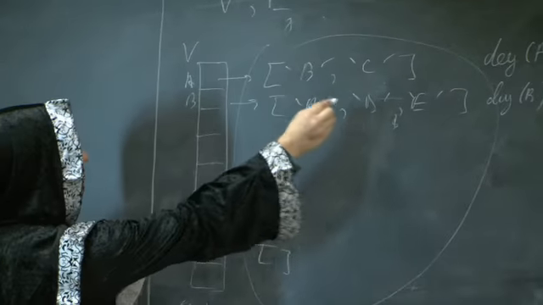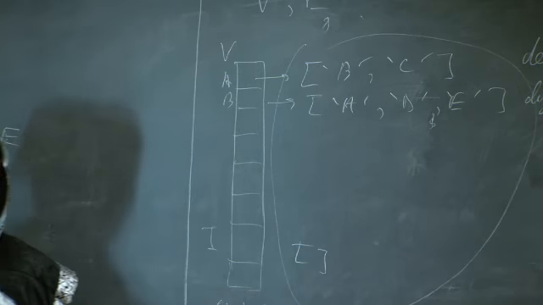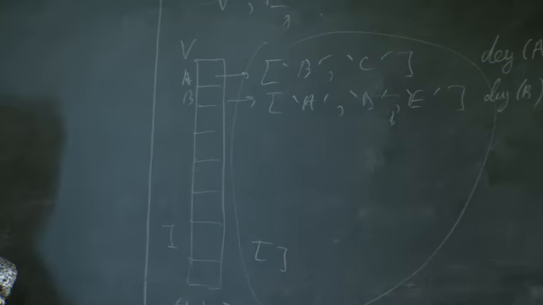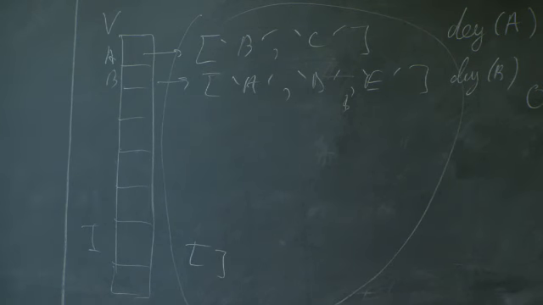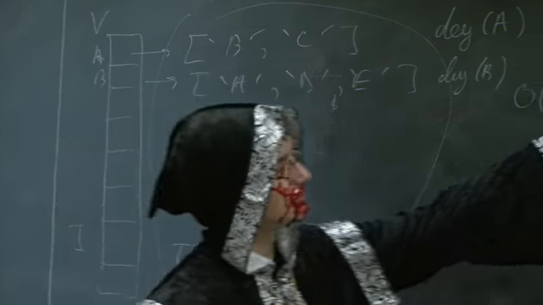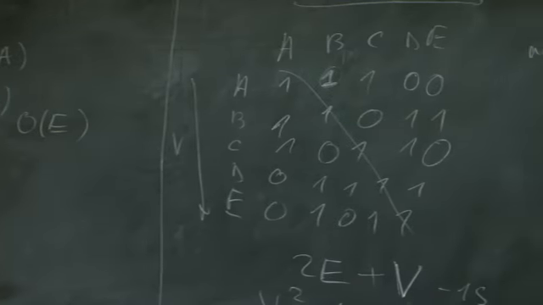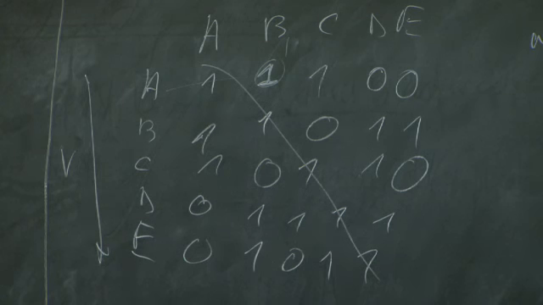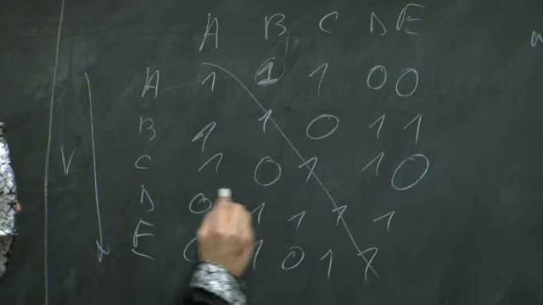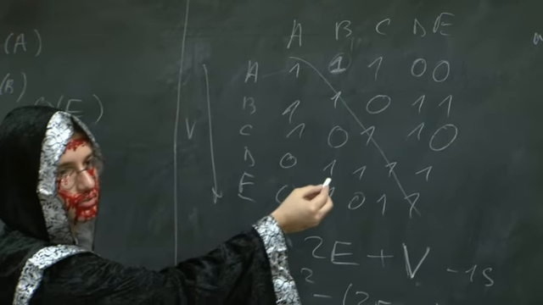If I have this data structure, how fast do I get a list of neighbors for a node? Order of the degree of the node. Yep. That's good. How about this data structure? Oh no, that's order of V. Yep. So in this data structure, for example, C only has two edges coming out of it.